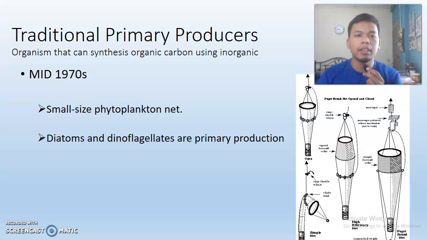light or not. So in the traditional method, they captured phytoplankton using plankton nets of size 16 micron and above. So they would capture phytoplankton of size 16 micron and above. That's why they only considered diatoms and dinoflagellates as primary producers. So in this slide, we could see an example of the phytoplankton net that we use until today.